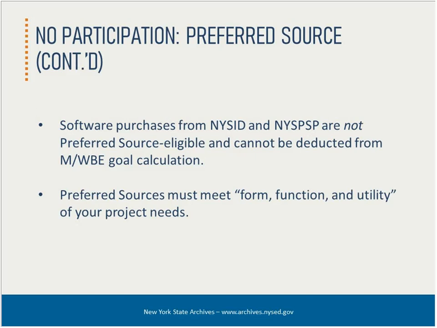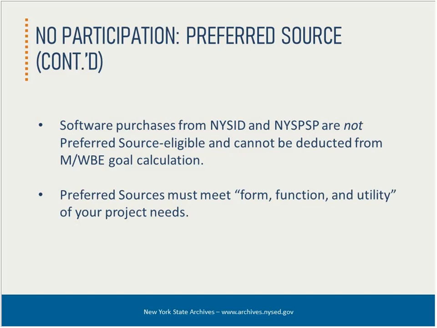The same goes for MWBE vendors. If you cannot find one that meets those three elements, you are not obligated to use them. What does form, function, and utility mean? Well, generally speaking, it could be a level of expertise you require. It could also be a matter of cost or some other issue specific to your institution and your proposed project that neither a preferred source nor an MWBE vendor can meet. In both cases, you have to provide documentation as to why either the preferred source or the MWBE vendor or vendors could not meet the form, function, and utility required of your project.